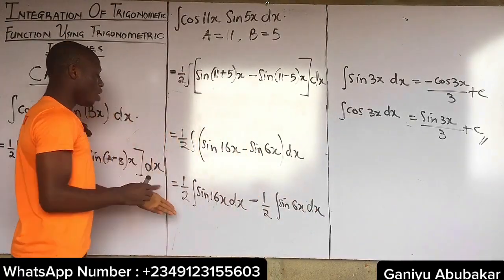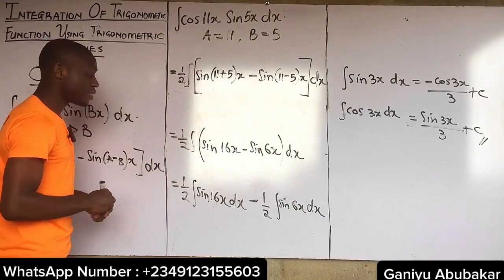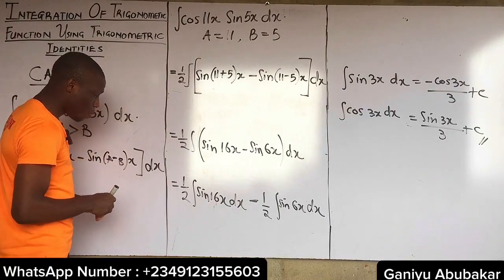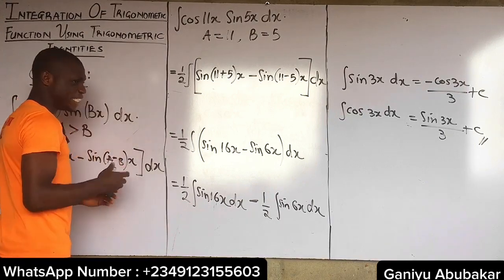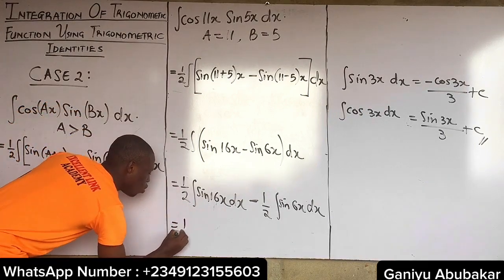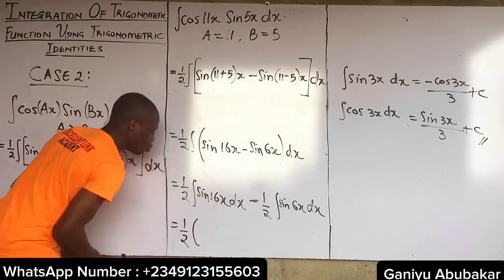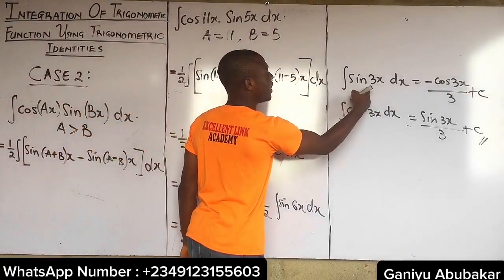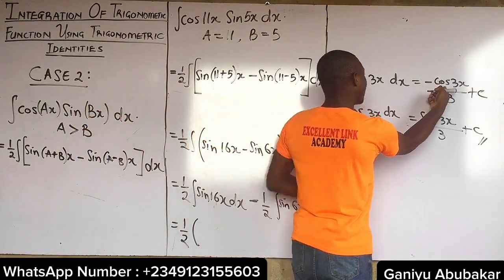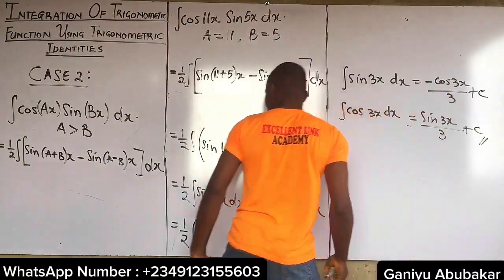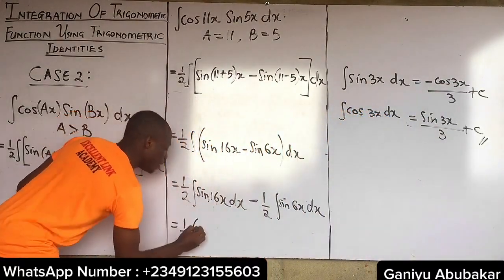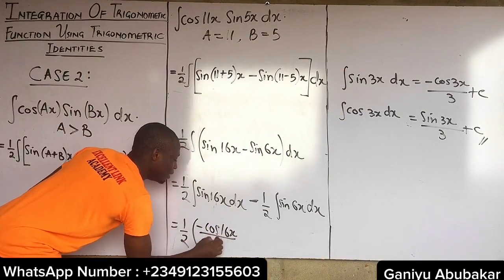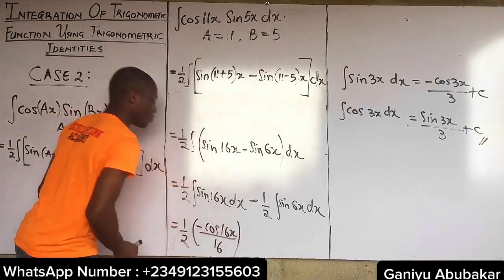I'm here. Of course, at this point here, what's your next task? All right, your next procedure is quite simple. My next task now is to start integrating. So it is equal to 1/2 into, if I integrate sine 16x, observe please, if I integrate sine 3x, I'll have minus cos 3x. So if I integrate sine 16x, I'll have minus cos 16x, all over this 16. I'm done with this one.